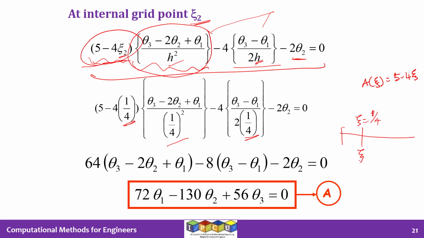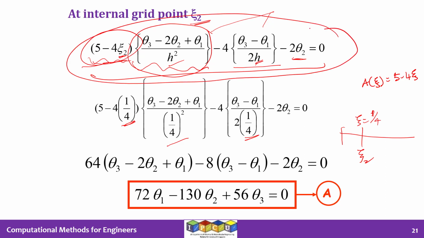So psi 2 is nothing but psi equals 1 by 4. So wherever you see psi 2, you can replace it with 1 by 4. Wherever you see psi 3, you can replace it by 1 by 2. Wherever you see psi 4, you can replace it by 0.75. All right. So when you do that, this equation with h equal to 1 by 4 and psi 2 equal to 1 by 4 reduces to this.